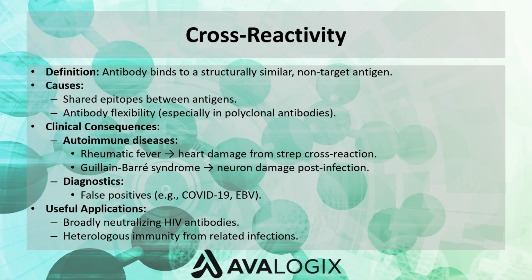On the flip side, cross-reactivity has been harnessed beneficially. Broadly neutralizing antibodies in HIV research can bind multiple viral strains, thanks to cross-reactive epitopes. Cross-reactivity also underlies some heterologous immunity, where past exposure to one pathogen offers protection against another. For students, it's crucial to remember: cross-reactivity is not necessarily a flaw, it's a natural consequence of how antibodies recognize shapes. But its implications in autoimmunity, vaccine design, and diagnostics must be carefully considered and managed.